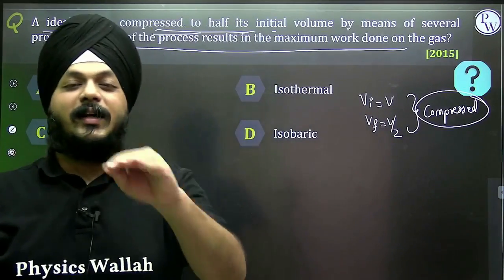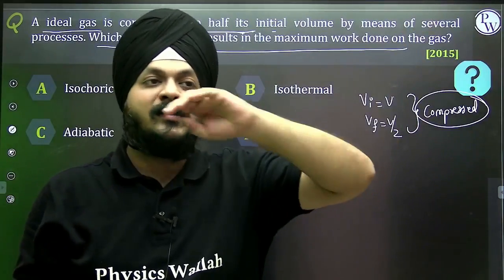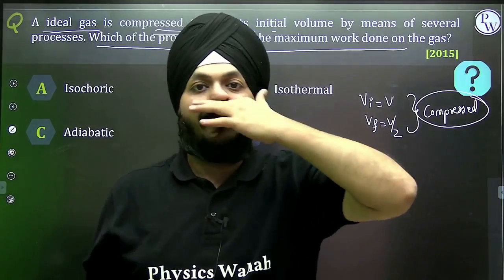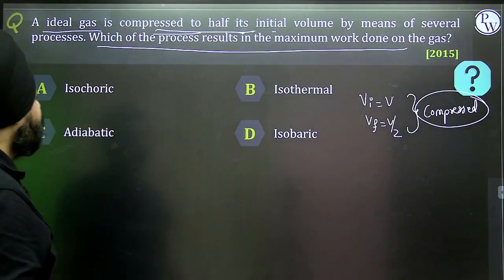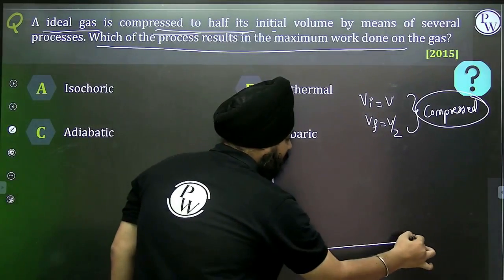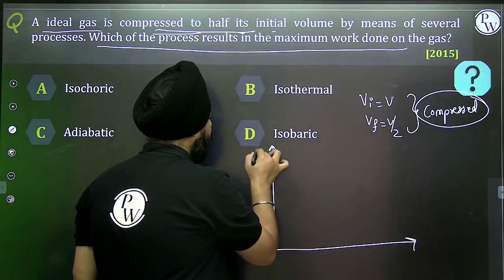4 types of processes are there. Polytropic is the general one. The 4 types: isothermal, isobaric, isochoric, and adiabatic. See, I'm going to show you one graph, a PV graph.